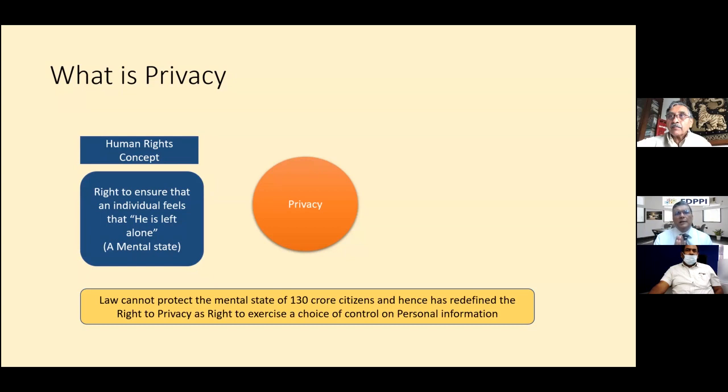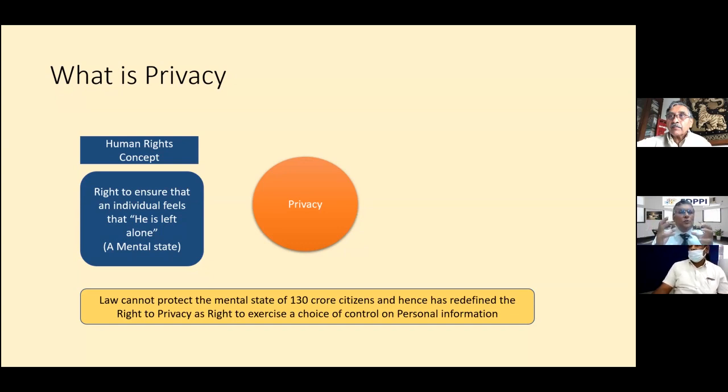But unfortunately, law cannot understand the state of mind of a citizen, because each citizen is a human being and different from another. So what is good for A is not good for B. At the same time, the same person may also feel differently at different points of time. Today a person may feel that he has to be left alone. Tomorrow, if you ask him, he may say that I want company.